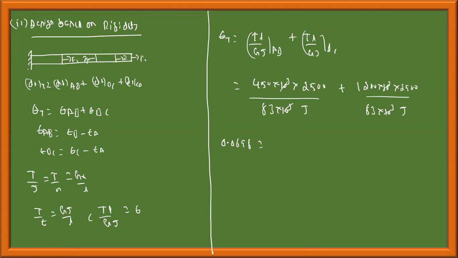Take J common. 83, 2500 by 83 also can take common. 450 plus 1200 into 2500 by 83. How much? Is it 49.698 into 10 power 3? Are you getting this?